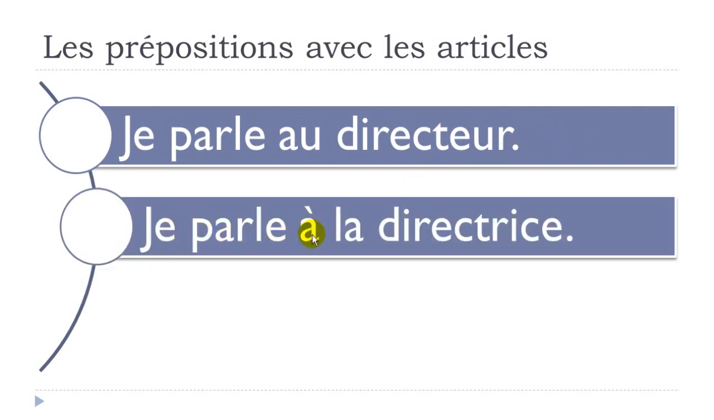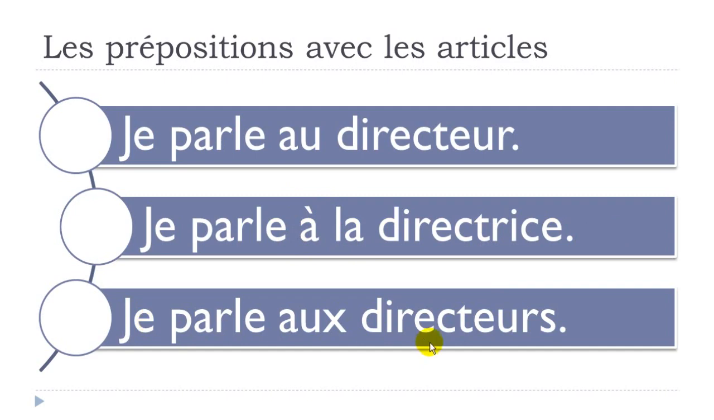Let's see the feminine form. Je parle à la directrice. Directrice, director, but the feminine form. Je parle à la directrice. So here you can see that nothing happens, so you still have your preposition à, and then you've got your article. So nothing changes when you get the feminine form. And let's see the plural form now. So you've got the directors, so it's the plural form.